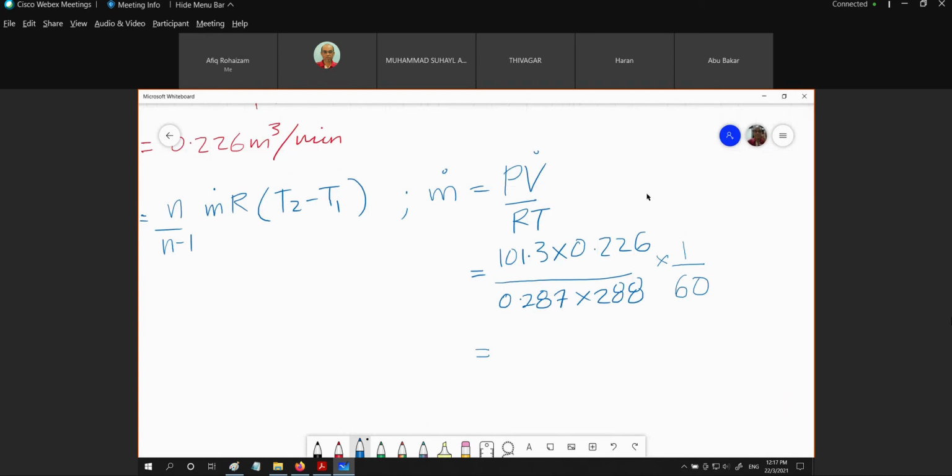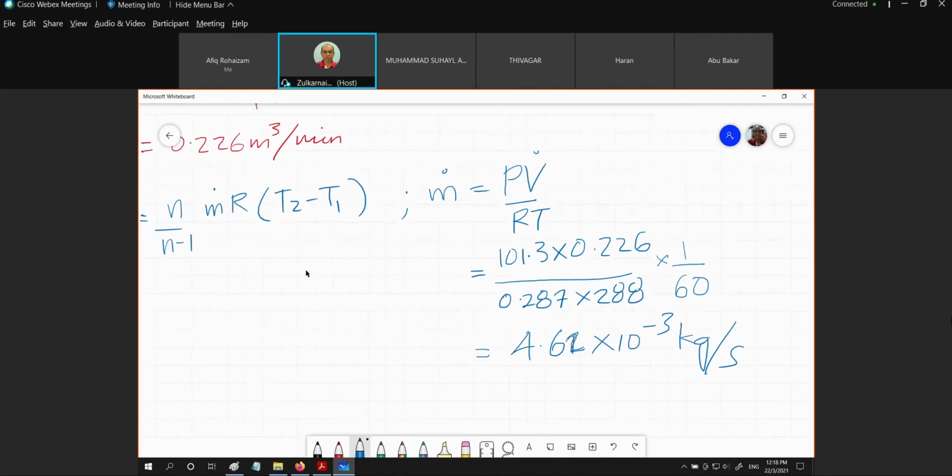Dapat 4.61, 4.62 sir. 10 to the power of -3. Unit? m³ over second. kg of second, sorry. kg of second. 4.61 ke 4.62, 4.62. Alright.